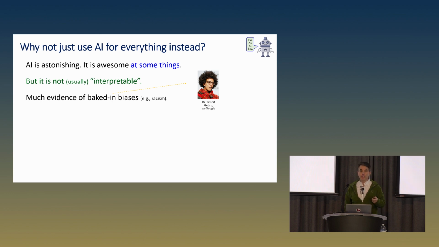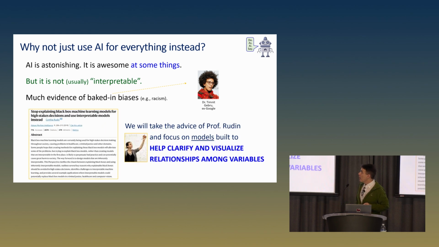Timnit Gebru wrote her doctoral dissertation at Stanford on this and published some famous research. She started working at Google, and somewhat ironically, she was let go from Google. You can Google it to find out more about that. But there's a lot of evidence that some things are just part of LLMs that are very hard to train out. And again, if you don't know what the relationships are between variables, you don't know what you're getting back.